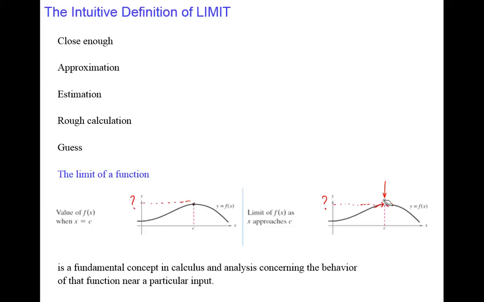We will try to get close enough and have a good estimation of the height of the function near the point c, which we will call the limit of the function f of x as x values, on both sides, approach c from the right-hand side and the left-hand side. And we have to find out, as x is getting close to c, what is happening with the function, with the curve. Okay, let's look at this.